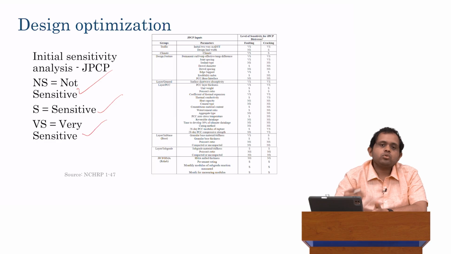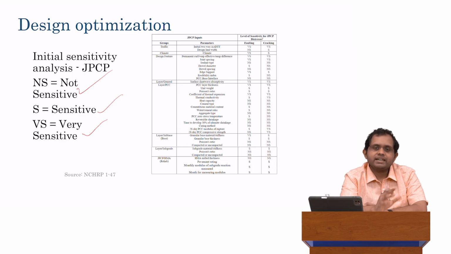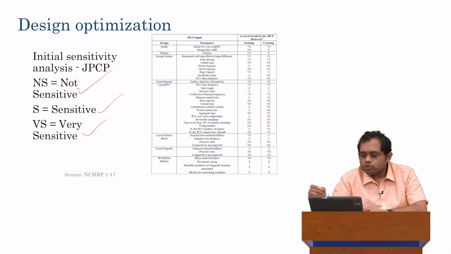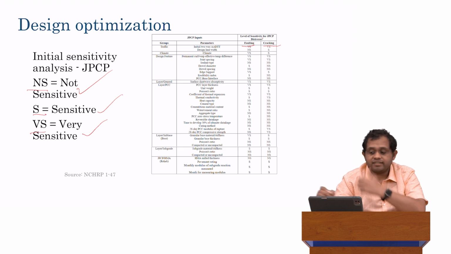And then if you double the input variable and more than double the output variable, that is, you have a significantly large change in the output variable for a small change in the input variable, that situation is what they call very sensitive. So based on that, what I'm showing here is for JPCP, they actually checked which of the variables, separately for faulting and separately for cracking, because it depends on the output. They stated here which is NS, not sensitive, which is S, sensitive, and which is VS, very sensitive.